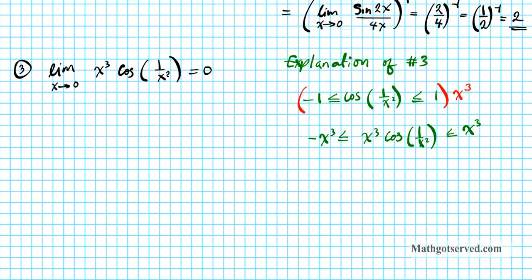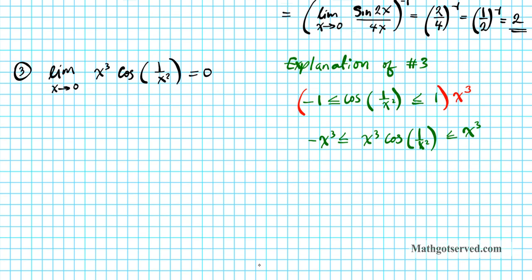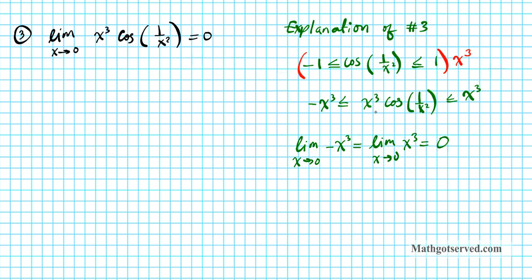Okay? Now, what do we know about the limit of the boundaries as x approaches 0? Well, we know that the limit as x approaches 0 of the lower bound -x to the third is the same as the limit as x approaches 0 of x to the third. They're both 0 to the third, which is just 0. All right? So what does that tell me? It tells me that the limit of the middle expression is bounded between 0 and 0. Okay, so let's write that down. So 0 is less than or equal to the limit as x approaches 0 of x to the third cosine 1 over x squared, and that's also less than or equal to 0.